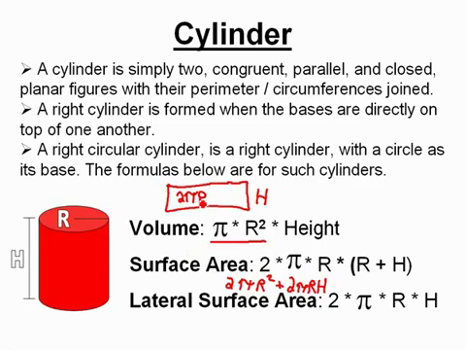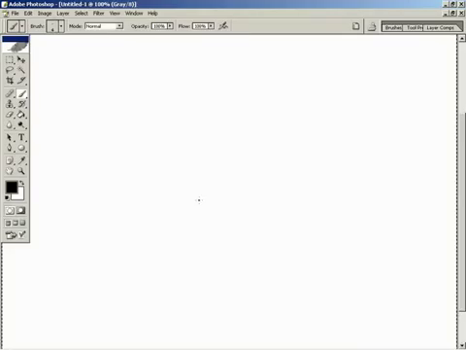Now let's go back to the top part. A cylinder is simply two congruent, parallel, and closed planar figures with their perimeter or circumferences joined. So I'm going to jump into Photoshop, like I said, and explain that. Often you'll see the right circular cylinder as I showed on the PowerPoint, but that's not the only type of cylinder.